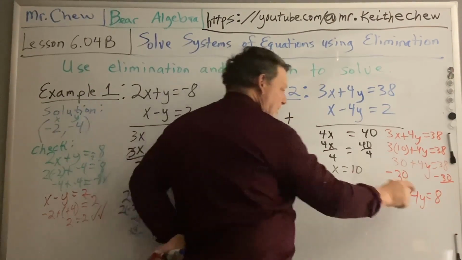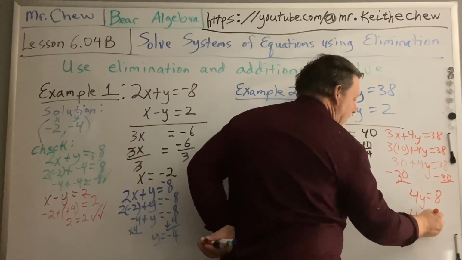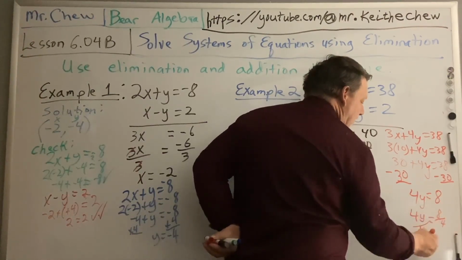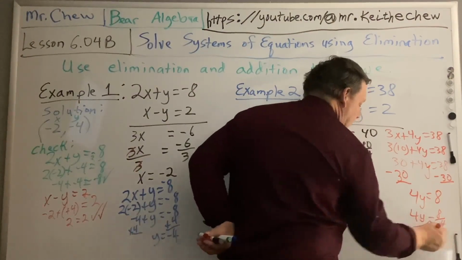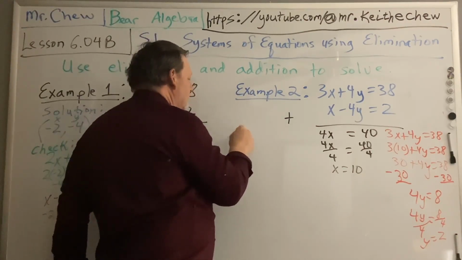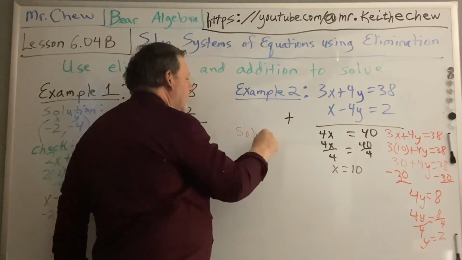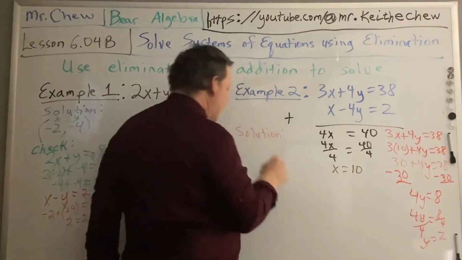I'm going to use the division property of equality to divide the left by 4 and the right by 4. 4 over 4 is 1. Cancels out. Y is 2. So I believe my solution to example 2 is the point (10, 2).